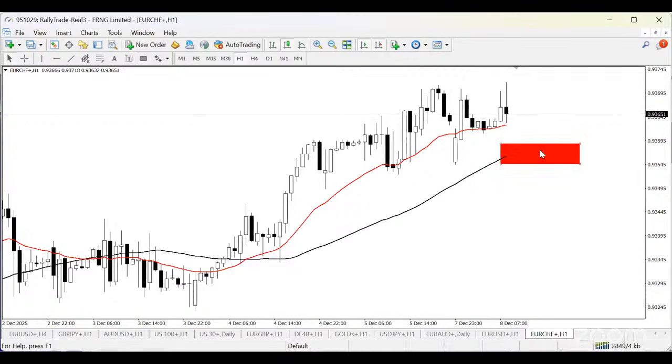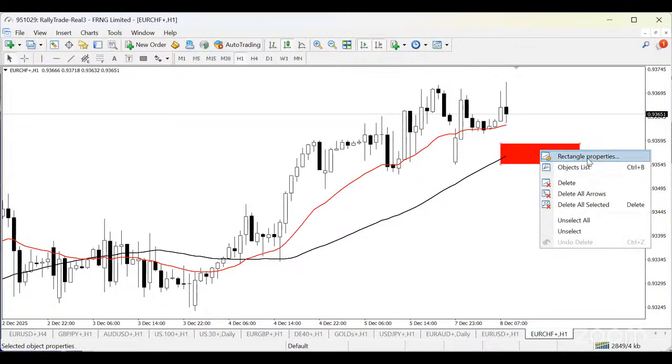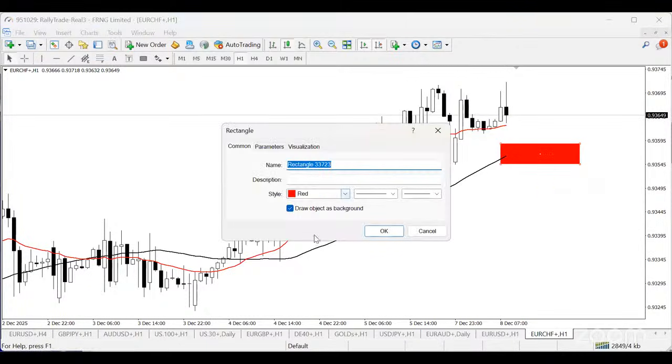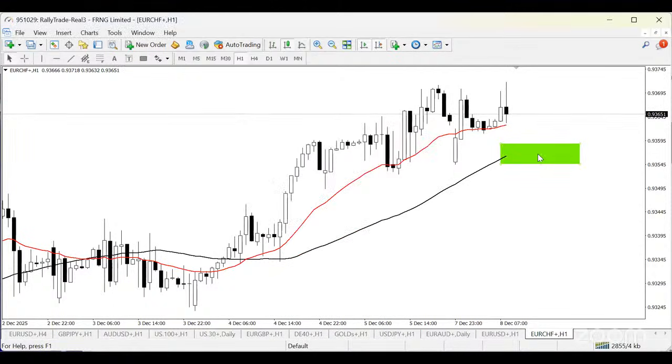I'm going to change this color. Actually, I prefer to use this for my color, long green. Okay, so wait for the price to retrace to this level before you execute a buy.